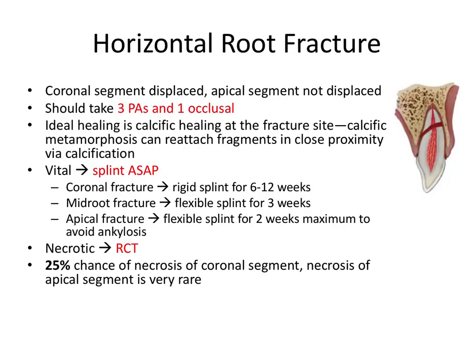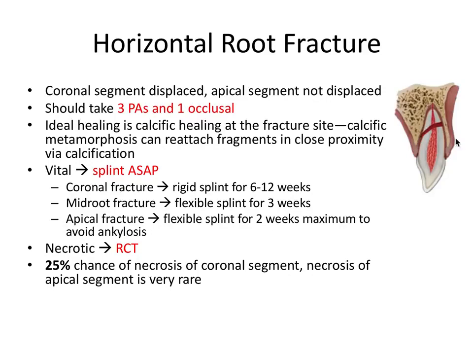All right, so horizontal root fracture is our next one, and this one's a little bit tricky, but I'll try to break it down to make it a little bit easier to understand. So this is where the coronal segment has been displaced and the apical segment is not displaced. It's still lodged in the socket. This coronal segment might be a little bit mobile because it's fractured off of the rest. So in this one, as I alluded to before, this is a scenario where you'd want to take more than just one periapical. In fact, you'd want to take 3 periapicals and 1 occlusal radiograph at a minimum.